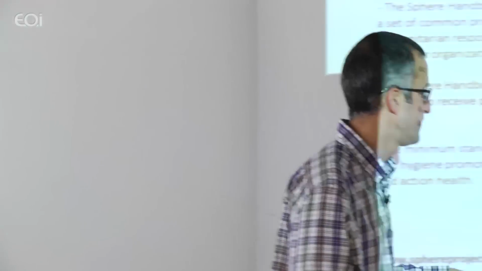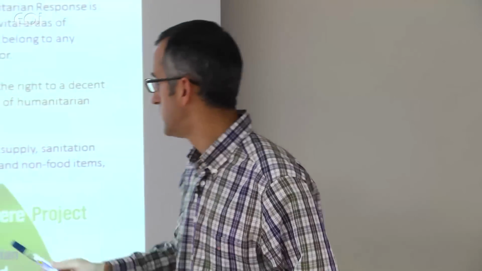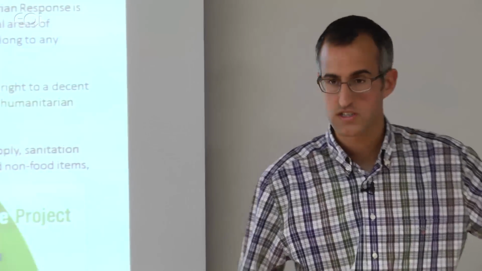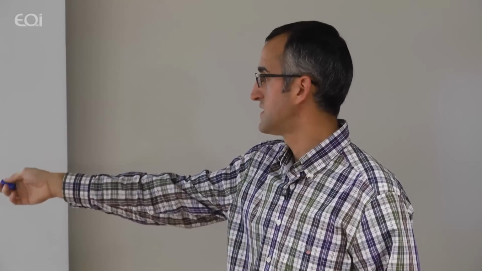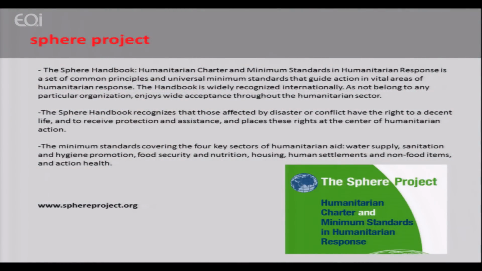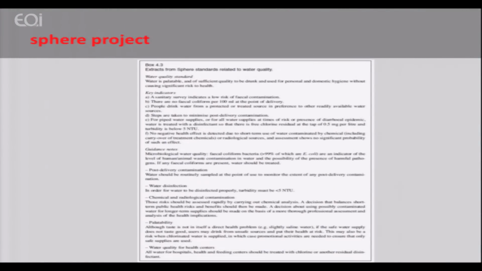Okay, and we have four sectors in this first project. We have water supply, sanitation, and hygiene, so WASH. Okay, we have food security and nutrition. We have housing, human settlements, and non-food items, and we have health action. And now maybe you are thinking, so how does it work? Okay, do we see the water example that we can see in this SPHERE project?